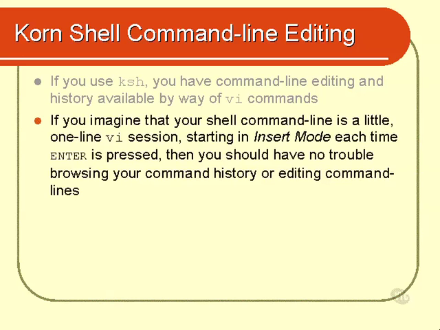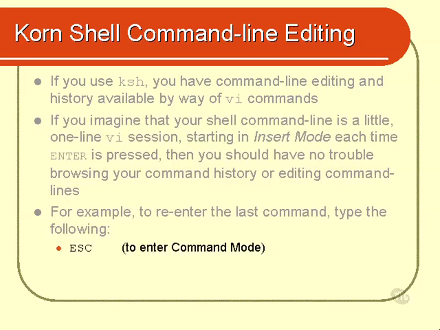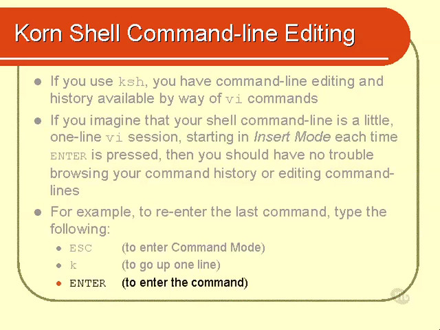So the very first thing you do if you want to access your Korn shell command line history is press escape. Once you've done that, you can use K in place of the up arrow key to scroll back through all the commands that you've just entered. And once you find one that you want to re-enter, all you have to do is press enter. Alternatively, you could go back and make some modifications to it. Let's have a look at that. So, to summarize, we press escape to enter command mode, K to go up a line, and enter to simply re-enter the command. Let's do that.